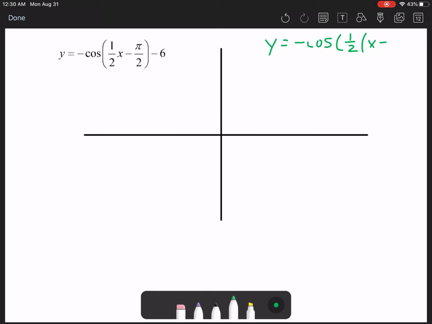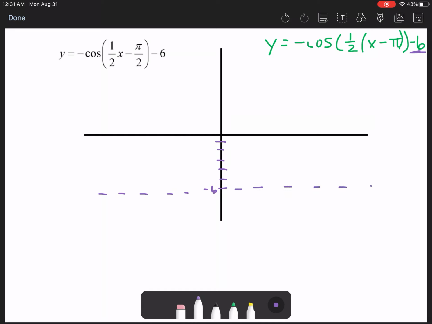So pi over 2 divided by 1/2 is the same as pi over 2 times 2. So we're going to have pi and then minus 6. All right, first thing, and I missed a parenthesis here. First thing we want to do is our midline, which is represented by d, which is minus 6. So we're coming down 6.